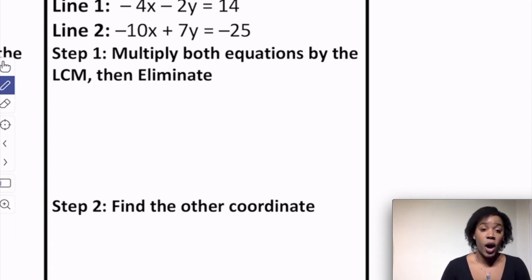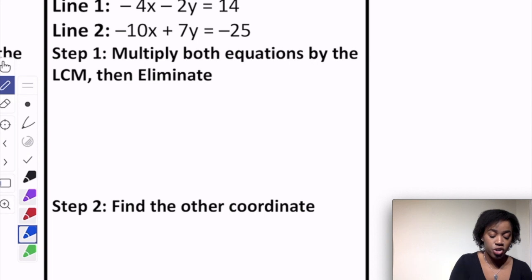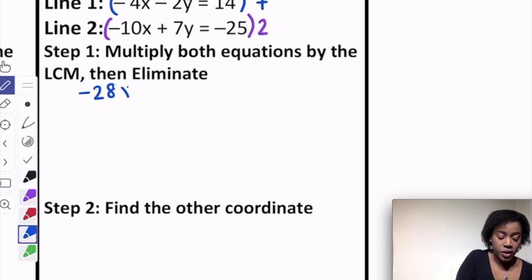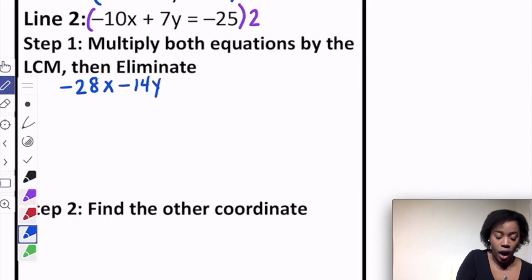So the coefficient for y in line 1 is negative 2, and the coefficient for y in line 2 is positive 7. Now the least common multiple of those two numbers, if we ignore the signs for just a second, is going to be 14. So I need to multiply the first equation by positive 7 and multiply the second equation by positive 2.